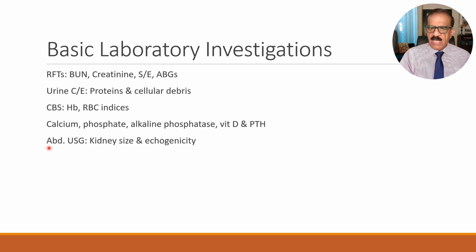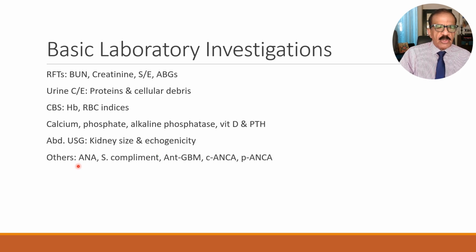Then ultrasound is a very good simple test. You would like to know the kidney size. Normally kidneys are 10 centimeters or bigger, and if the size is 9 or less, that is small. Of course, we're talking about adults. Especially if the echogenicity is changed, if the kidneys have become more echogenic and the outline is now less well defined and is not easily differentiated from the surrounding tissue, that would indicate renal parenchymal disease.